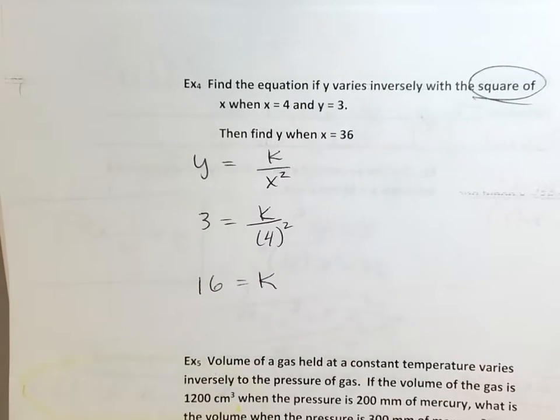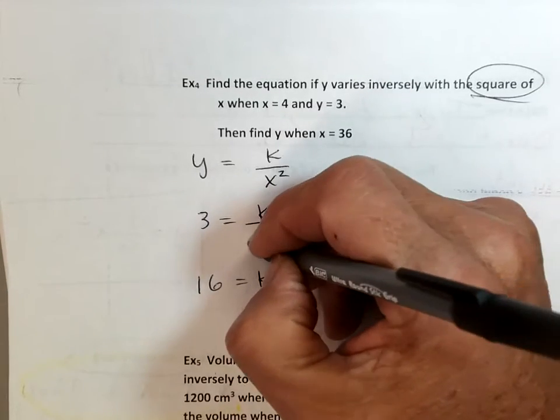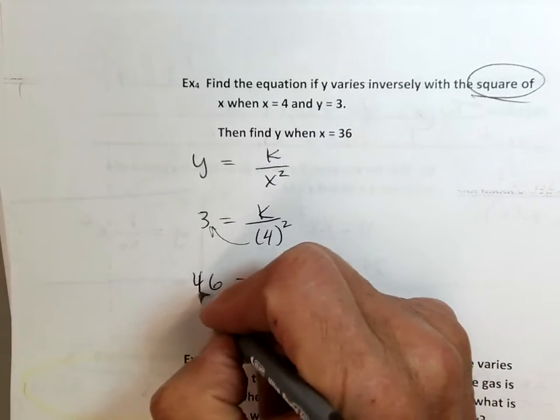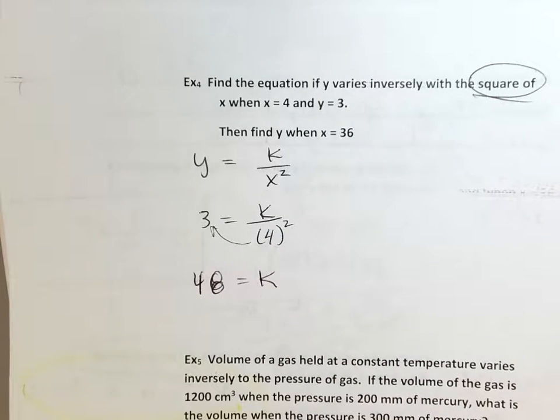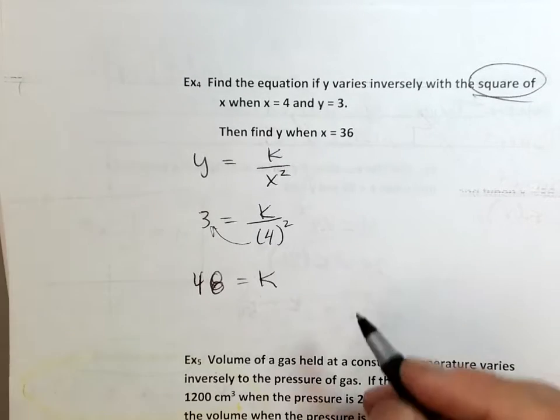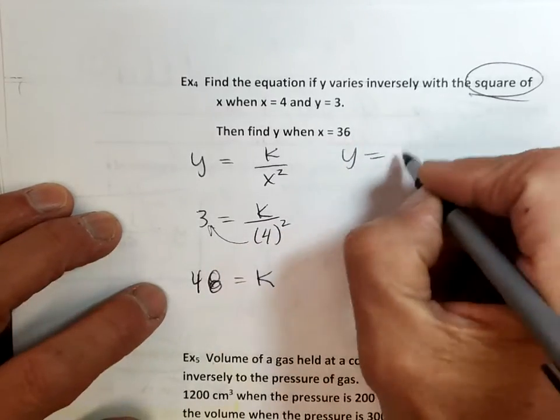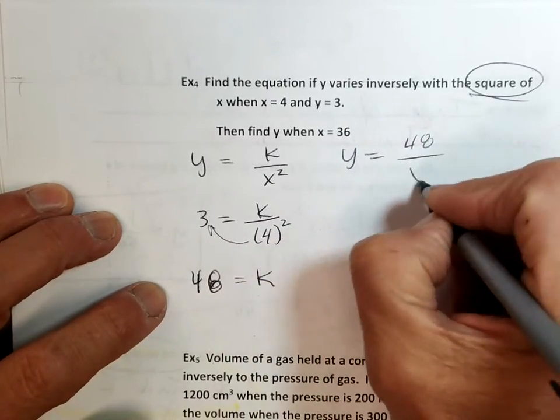Okay, and I'll slow down. I put in the 4 and I put in 3. 4 squared is 16. Oh my goodness, 48. Is that it? Almost. That's k. Do you guys get 48 for k? Okay, let's rewrite it then. So my equation is going to be y equals 48 over x squared, okay?